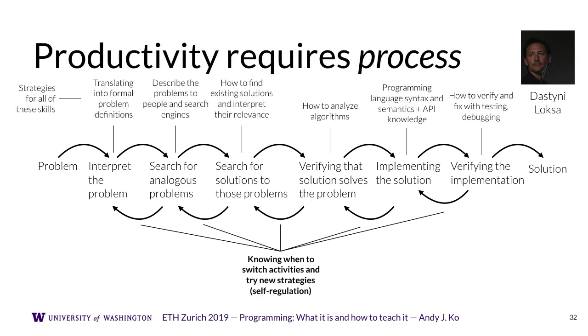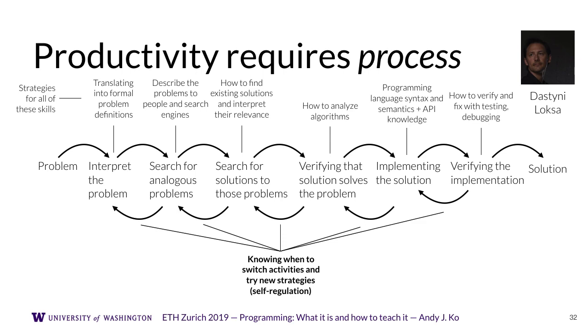Finally, programming also requires process, right? How does somebody know when to switch between activities? How do they know when to try new strategies? So if they're not monitoring their process, and monitoring their comprehension of things, monitoring the effectiveness of the strategies they've chosen, and using that knowledge, that reflection, to decide what to do next, they're also not going to be effective. So we call this self-regulation in education research.